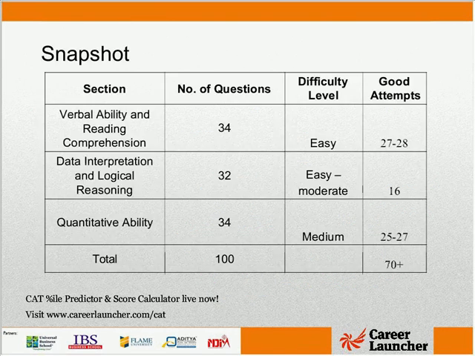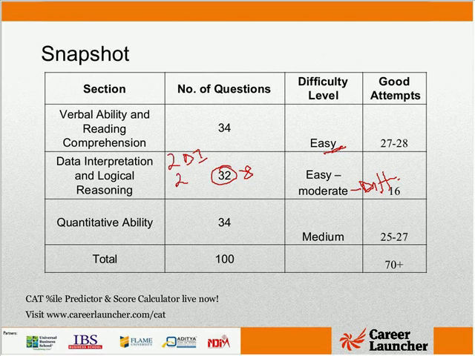Let's look at each of these sections in terms of degree of difficulty. Verbal ability and reading comprehension, easy. DILR, easy to moderate to difficult. Let me explain this. Out of the 8 sets of data, I would say 2 of DI and maybe 2 of LR, these 4 sets would have been doable, or easy to moderate. And the remaining 4 would fit into the category of moderate to difficult. So when we are looking at DILR, to me, it is a 3-4-5 phenomenon.